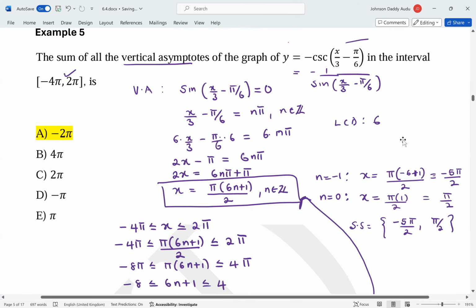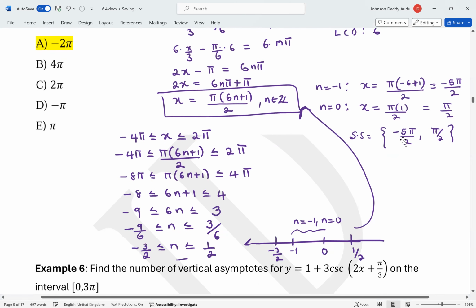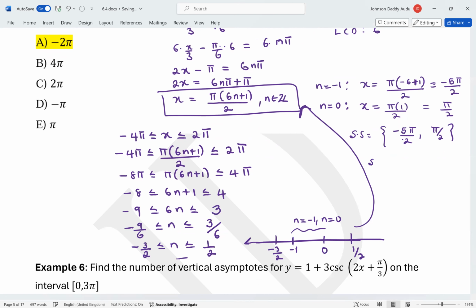But the question is asking for the sum. Let's go back. The question says we look for the sum, right? So what will be the sum? The sum will just be minus 5 pi over 2 plus pi over 2, and this is minus 4 pi over 2, which is just minus 2 pi.